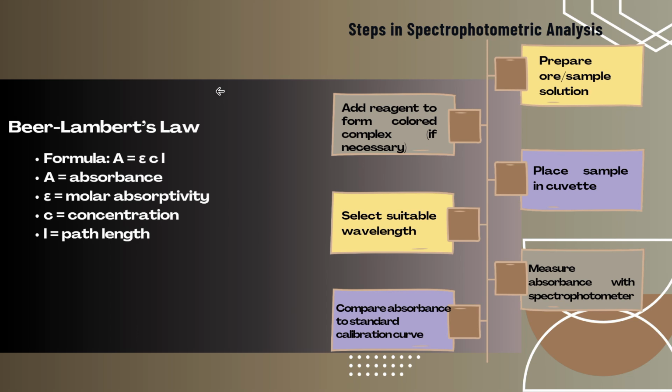Steps in spectrophotometric analysis. First, prepare the sample solution. Add reagent to form a color complex if necessary. Place the sample in a cuvette. Select a suitable wavelength. Measure absorbance with a spectrophotometer. And then lastly, compare the absorbance to the standard calibration curve.